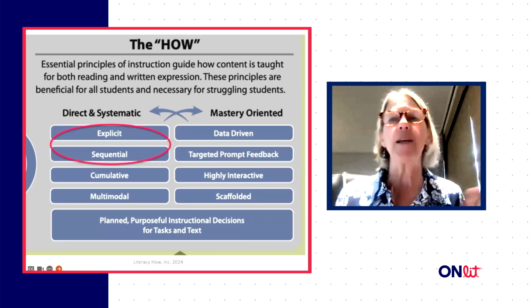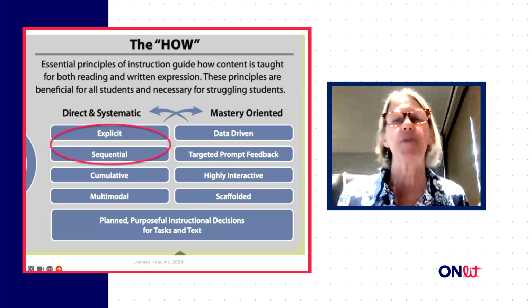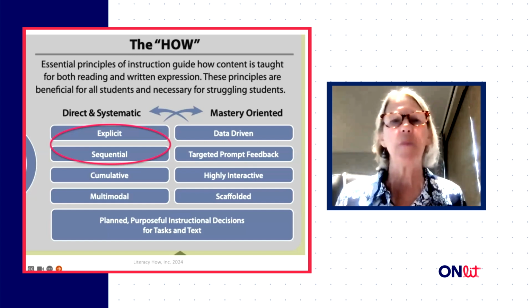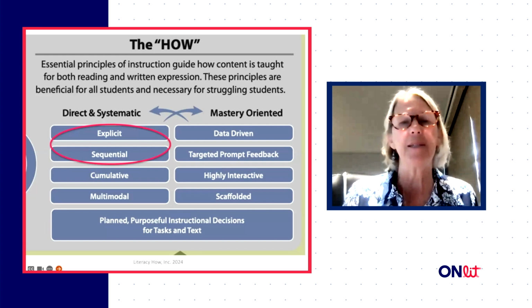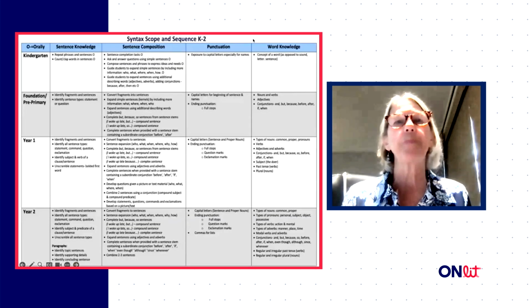So the how has lots of different pedagogical principles that are important. I'm not going to talk about all of these today, but I am going to highlight explicit and sequential, because I'm going to keep coming back to these ideas throughout the rest of the morning.